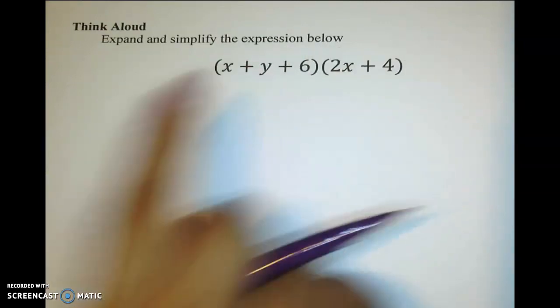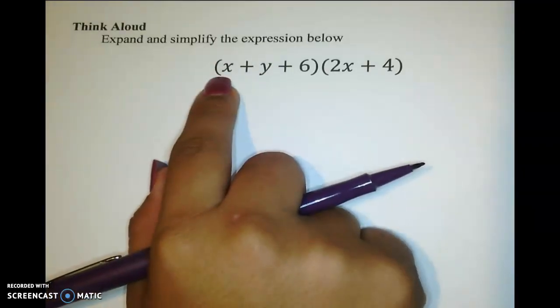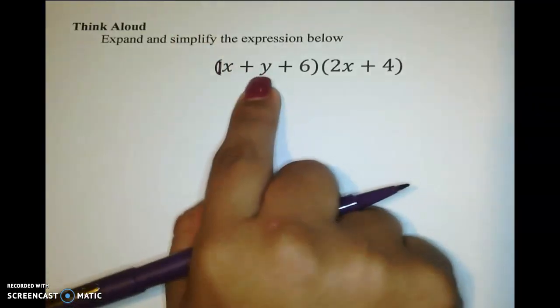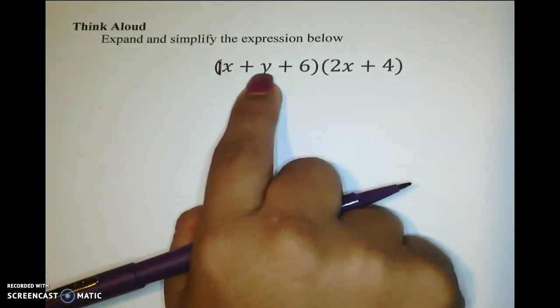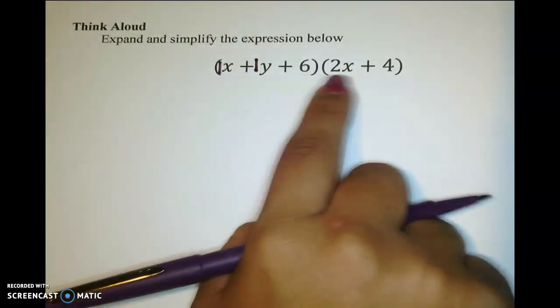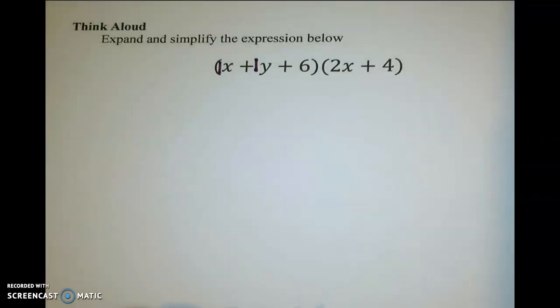The very first thing I want to do is to make sure each of my variables has a coefficient. I see an x, it does not have a coefficient, but I know it has a coefficient of 1. This y does not have a coefficient. By default, it always has a coefficient of 1. There's my constant. This variable already has a coefficient, and there's my other constant.